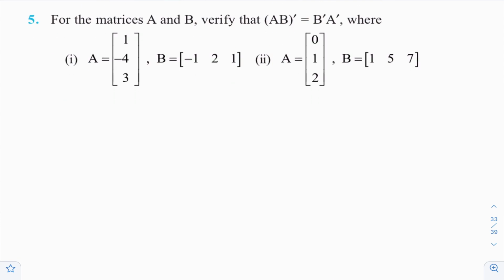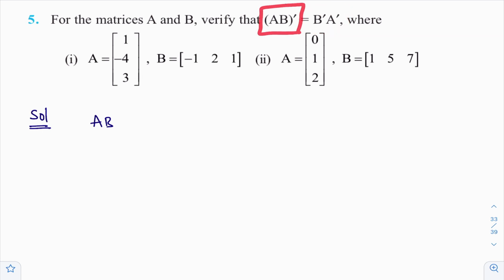Now you see this question number 5. What they are asking in question number 5? For the matrices A and B, verify that A plus B whole transpose equal to B transpose into A transpose. Okay, here the matrices A and B are given. Now what I'll do, I'll calculate. I need to verify this AB whole dash equal to B dash into A dash. To calculate, first I'll calculate this left hand side part, AB whole dash.